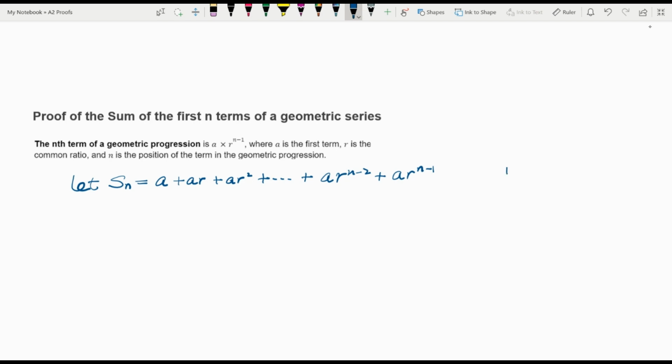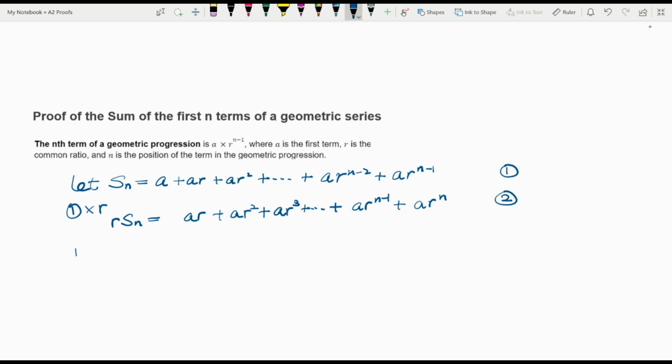And we call this equation 1. And equation 1 times the common ratio r will give you r Sn equal to a times r, and then a r squared, a r cubed, and so on, a r to the power n minus 1, and the last term will be a r to the power n. I will call this equation 2.